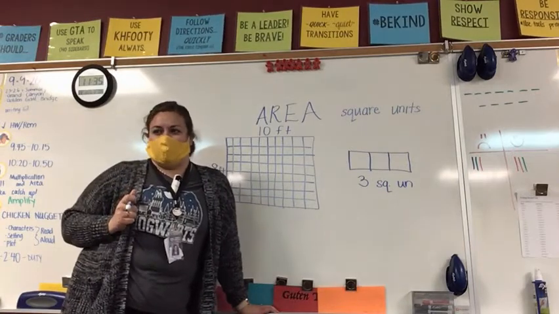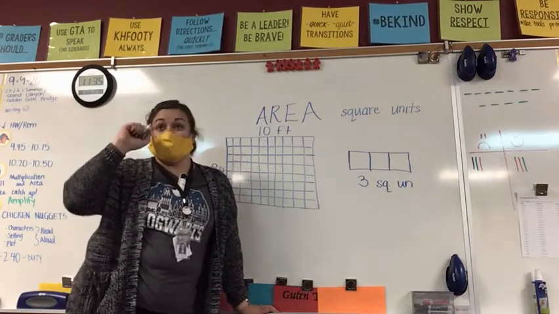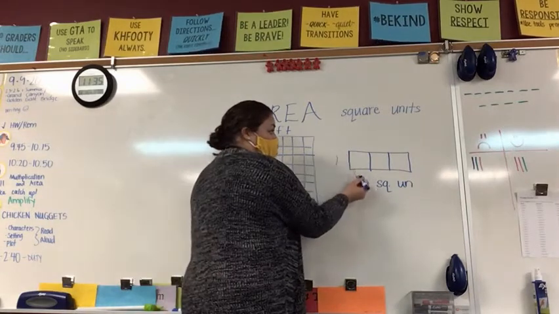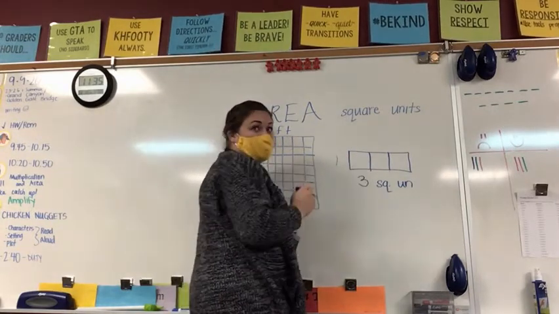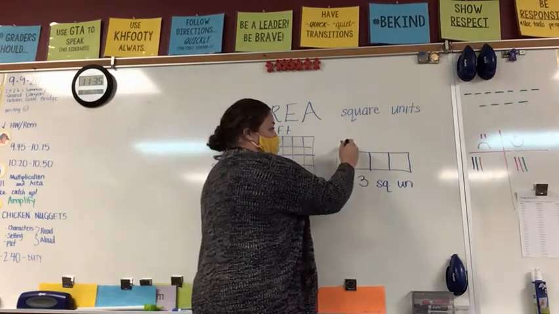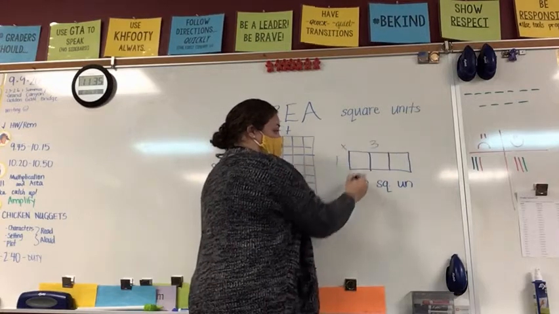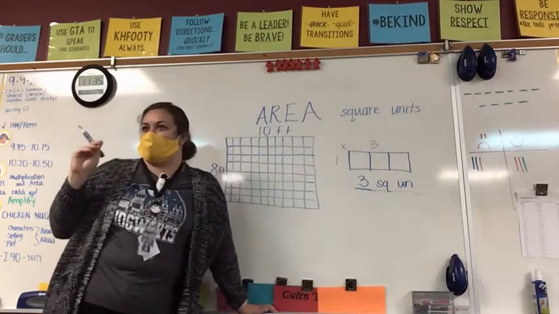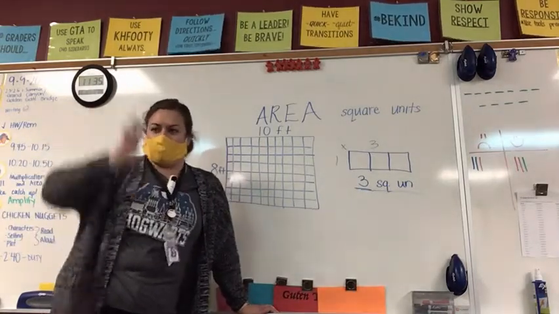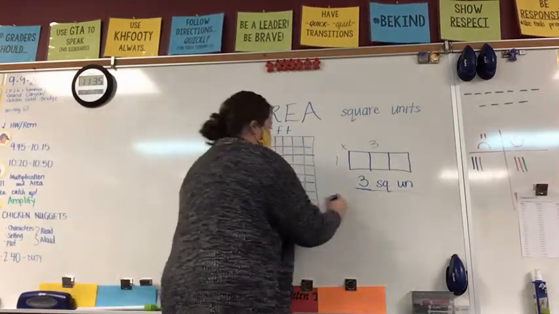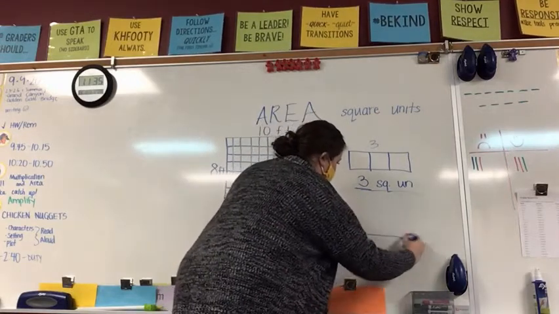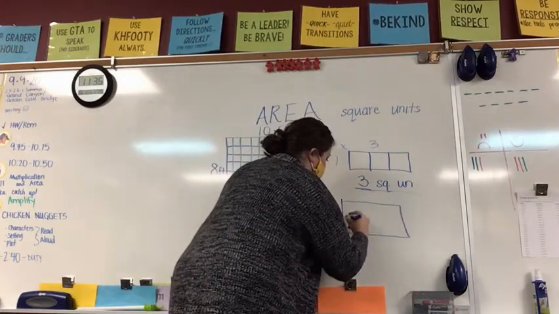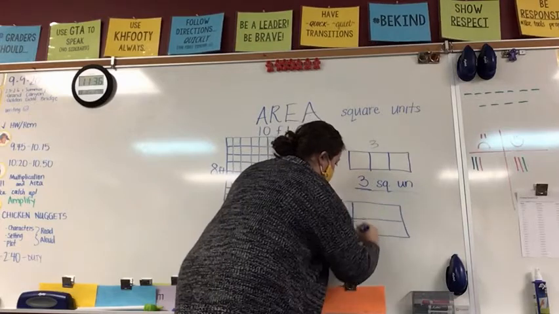It is also a 1. It's only 1 square tall. How many squares wide is it? 3. So it's a 1 by 3, and 1 times 3 equals 3 square units. So let's try with a bigger one. Please stand up. Probably be like a 9 times. Wait, that's a little bit bigger.